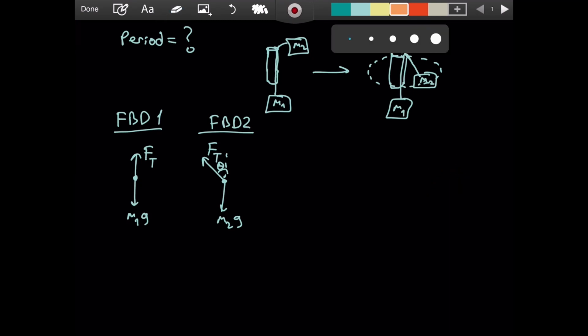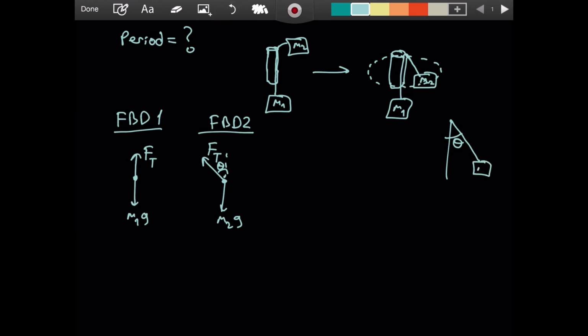Now, one more thing to note: let me draw that again. If this is theta, and this is mass 2, it is going around a circle like this. Let's say that mass 2, when we drew it like this, is at the furthest out right point. This is as right as it gets. So it is like here, when we drew that.